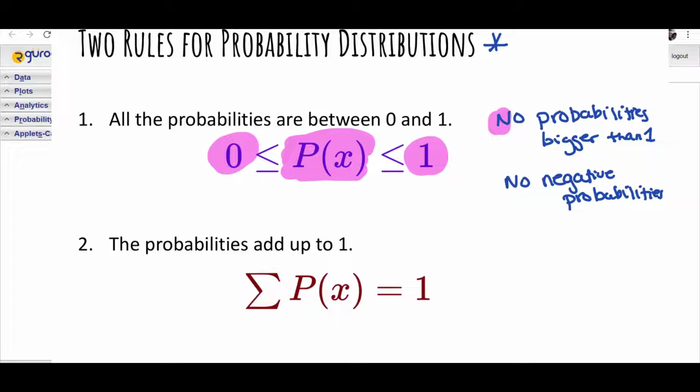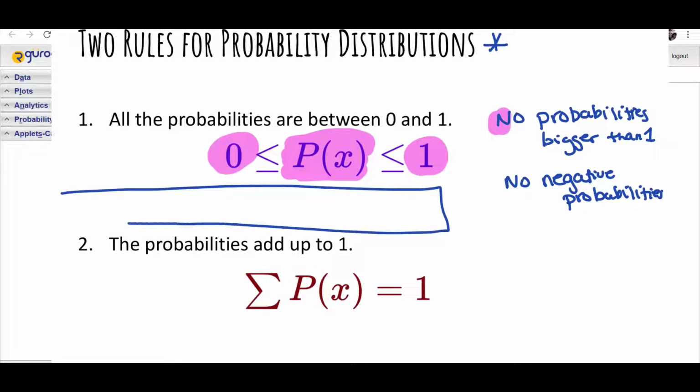While we're talking about this, real quick, scientific notation.